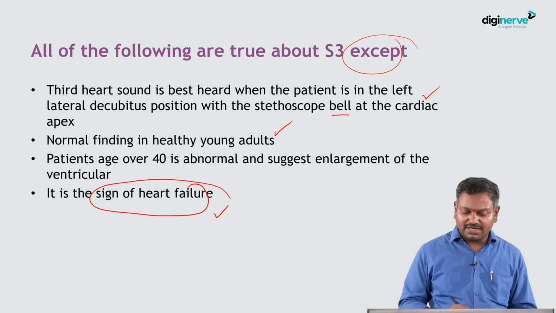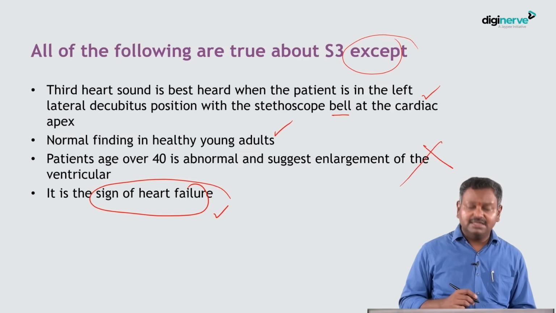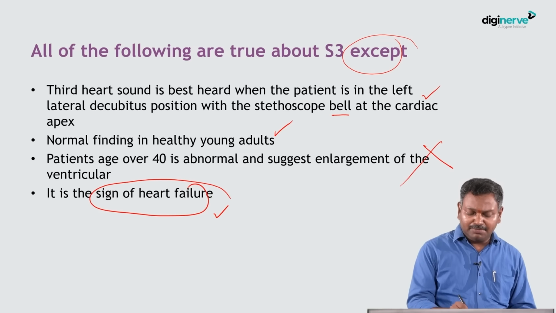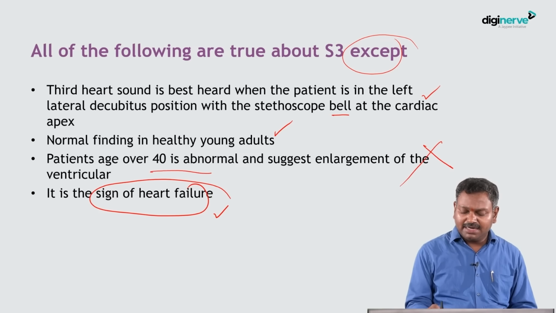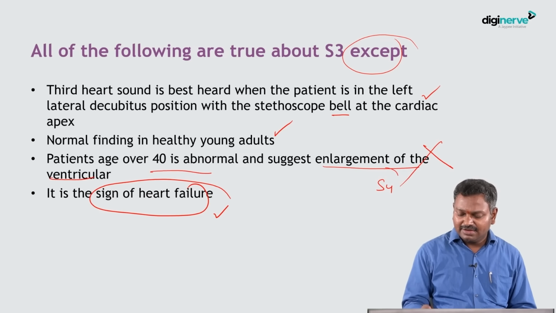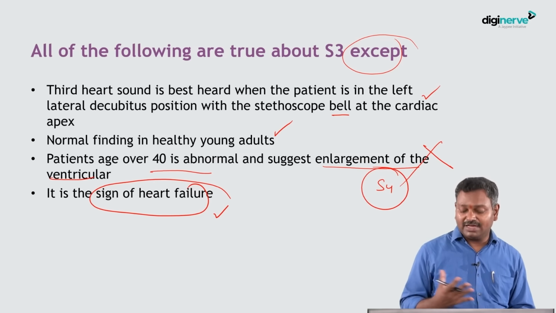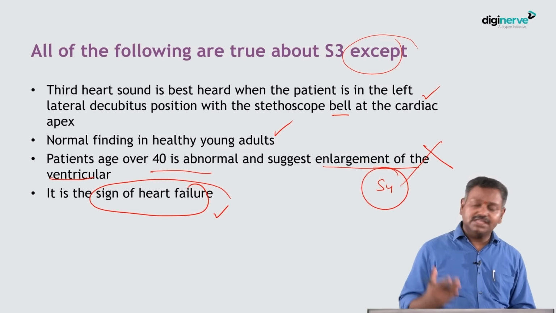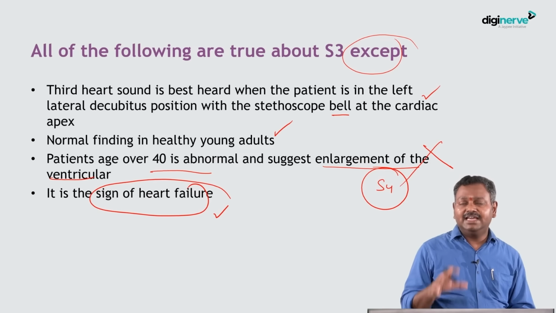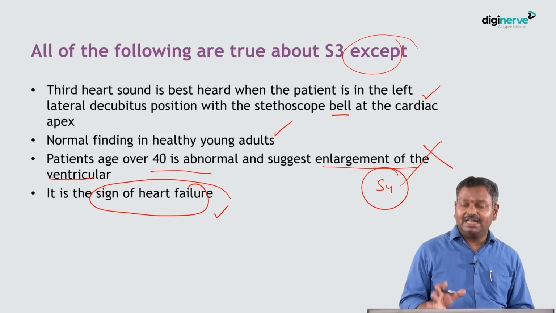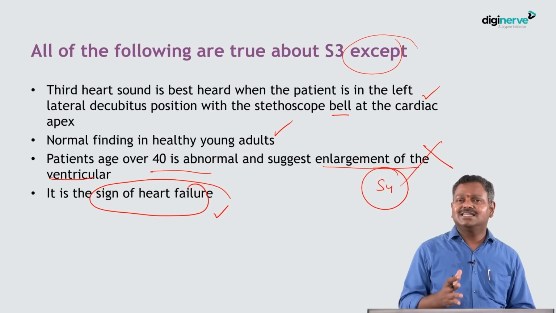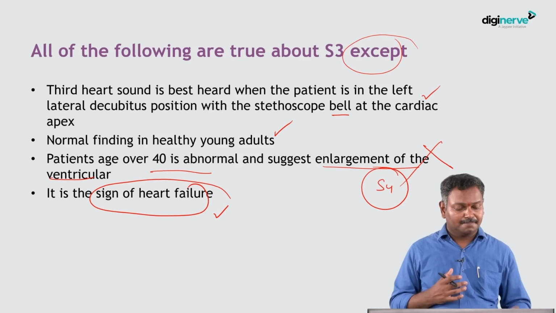So what appears wrong is the third option. Abnormal above the age of 40 is correct, but it does not indicate enlargement. With enlargement, the sound is always S4. Whenever there is a hypertrophy, we get S4. So of these three or four options, the wrong one is the third option. That is what you have to remember. LVH, RVH produces S4. So enlargement produces S4, and S3 is a sign of heart failure.